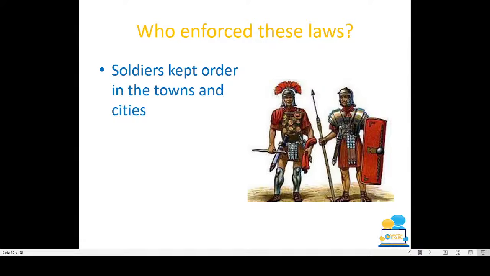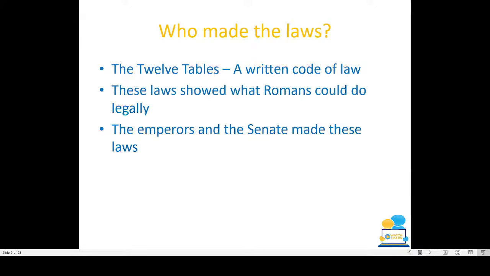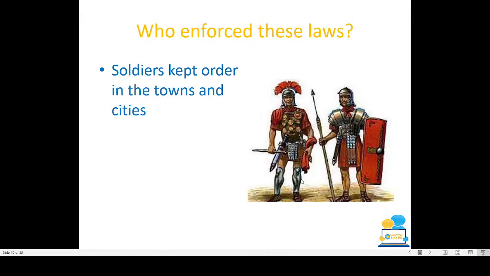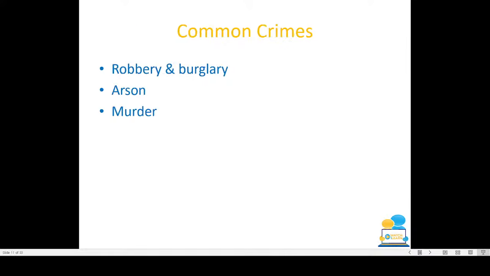So that's 2 now. So we've looked at so far who made the laws. So we know the emperors and the Senate made the laws. And then secondly, who enforced these laws. And we know that the soldiers kept order in the town. So the soldiers, it was their responsibility to then enforce the laws of the emperor. So what were some of the common crimes in Rome?